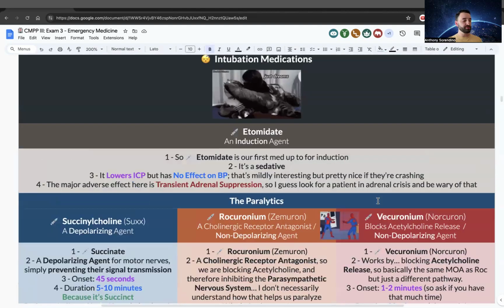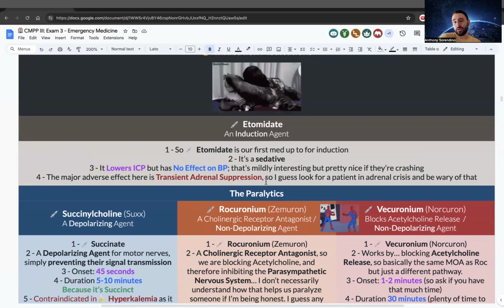Okay, so now we have the medications. Just know that etomidate is what you start with, right? This is your sedative. This is your induction agent. It has no effect on blood pressure. So if they're crashing and you're afraid this will make them even more hypotensive, you don't have to worry about that. It does lower intracranial pressure. I don't know why that's that important. I guess if they're at risk for herniation and you need to give them etomidate, that's a good thing, right? Although you give them mannitol for that. So just know it lowers intracranial pressure, has no effect on blood pressure.